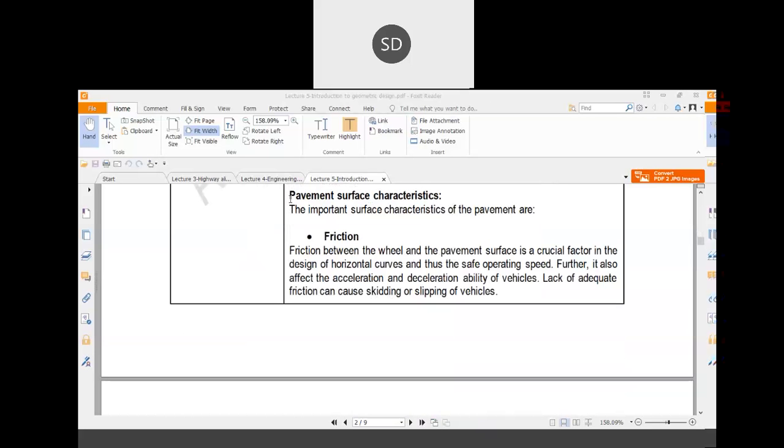Now coming to the next portion, pavement surface characteristics. What are the different pavement surface characteristics?